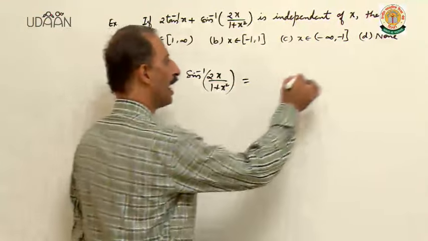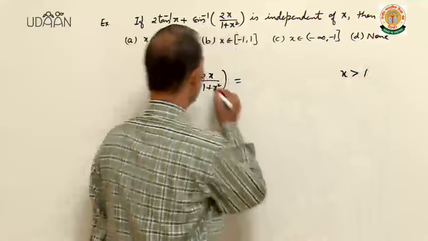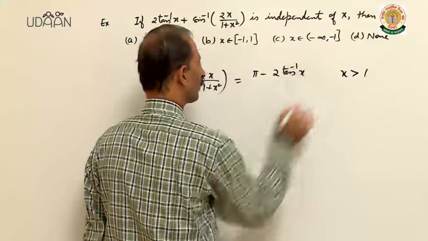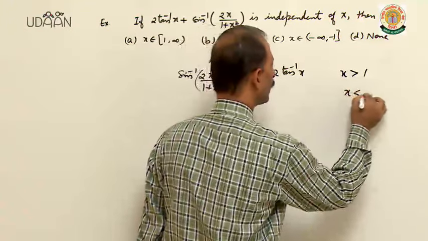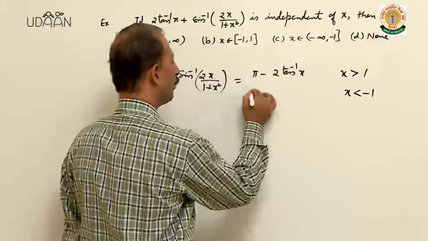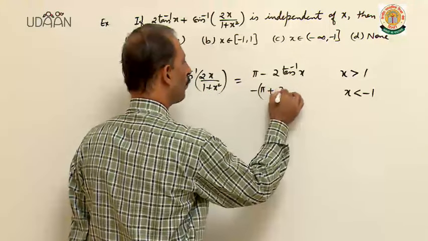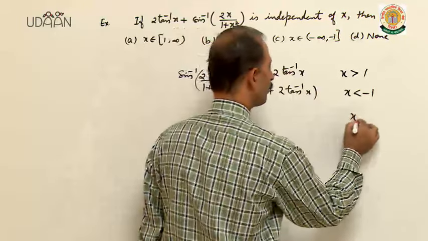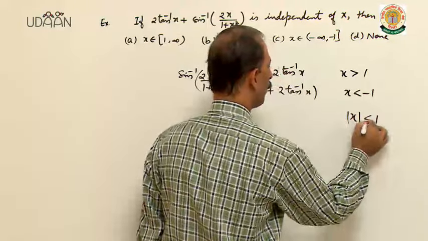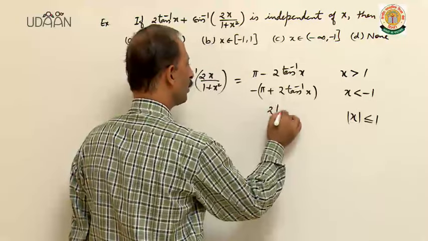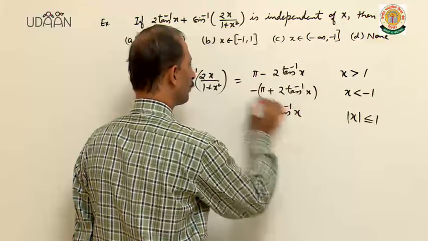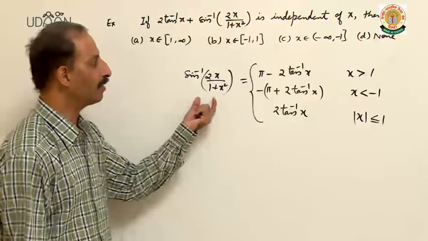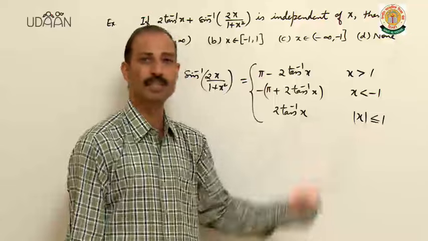If x is greater than 1, then its value will be pi minus 2 tan inverse x. If x is less than minus 1, then its value will be minus pi plus 2 tan inverse x. And if mod of x is less than or equal to 1, then its value is 2 tan inverse x. That is the value of sin inverse 2x upon 1 plus x square. It depends on the range in which x lies.